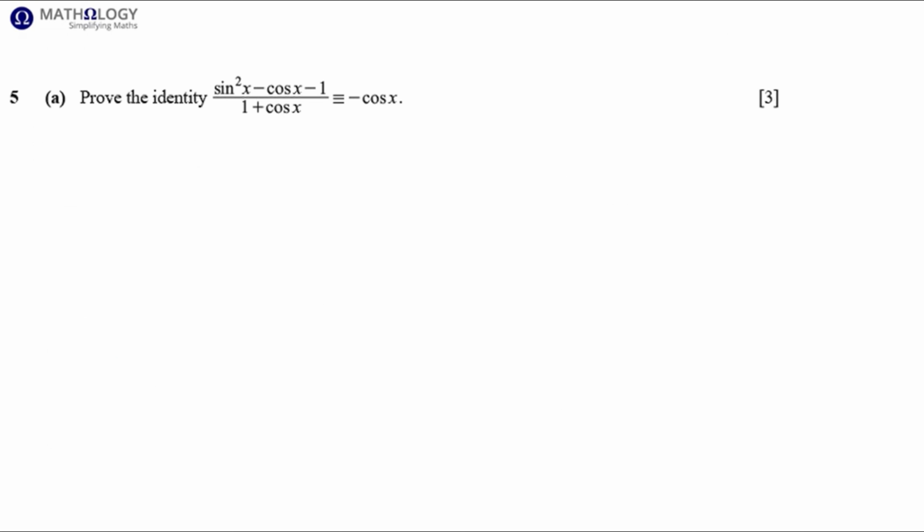Question 5. Prove that (sine squared x minus cos x minus 1) over (1 plus cos x) equals minus cos x. As with all trigonometric identities, you generally only need to manipulate one side of the equation to make it equal to the other side. And you always start with the more complex side of the equation. So in this case, we're going to start with the left-hand side. Now, bear in mind that we are trying to get to a single trig ratio, minus cos x.